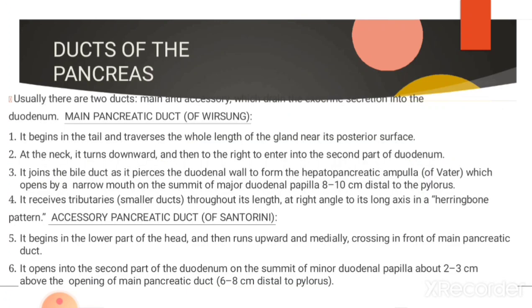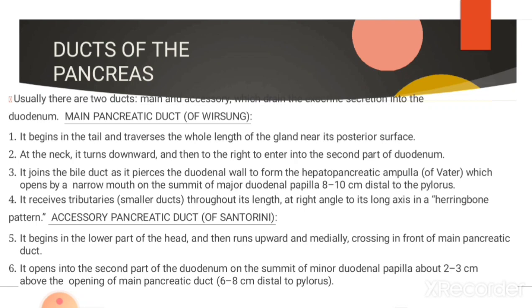Now the ducts of the pancreas. Usually there are two ducts. One is the main, the other is accessory, which drain the exocrine secretion into the duodenum. So all the secretions of the pancreas are in the duodenum. So first is the major pancreatic duct.